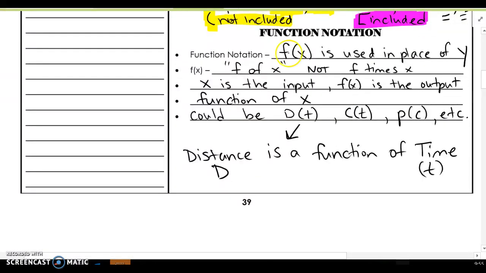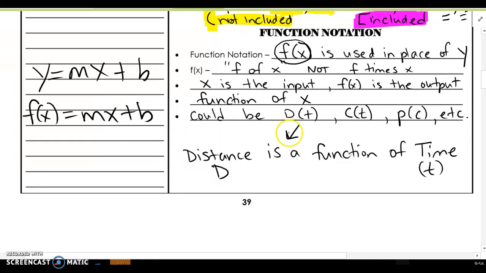Function notation, we use f of x instead of y when we talk about function notation. It doesn't have to be f, but that's very common because it's just saying f of x, a function of x. This is not representing multiplication. This is just how you represent the y value. So whenever you look at f of x, that is what we use in place of y. So instead of y equals mx plus b, it would be f of x equals mx plus b.